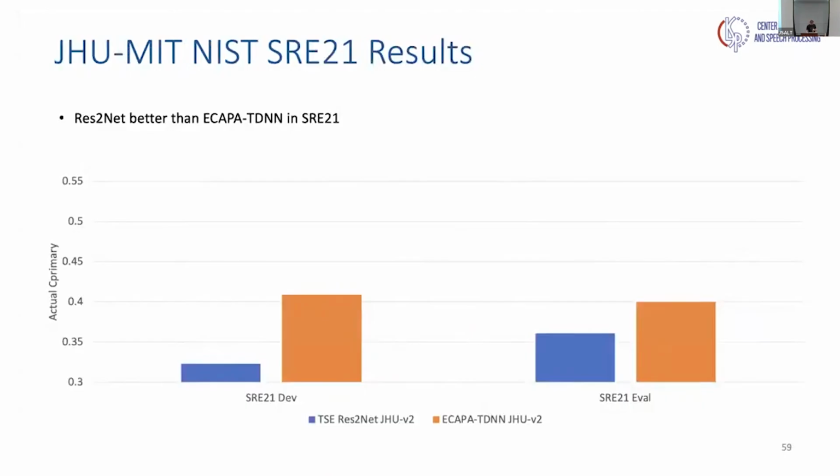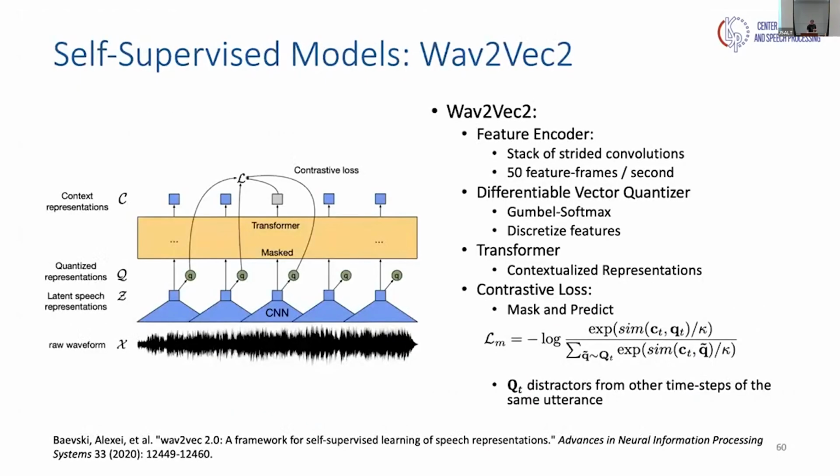However, even this ECAPA-TDNN has been quite popular in the last years. Still, Res2Net gave better results in our participation in the NIST speaker recognition evaluation 21. So still, I prefer two-dimensional networks, which usually give better results than one-dimensional networks.